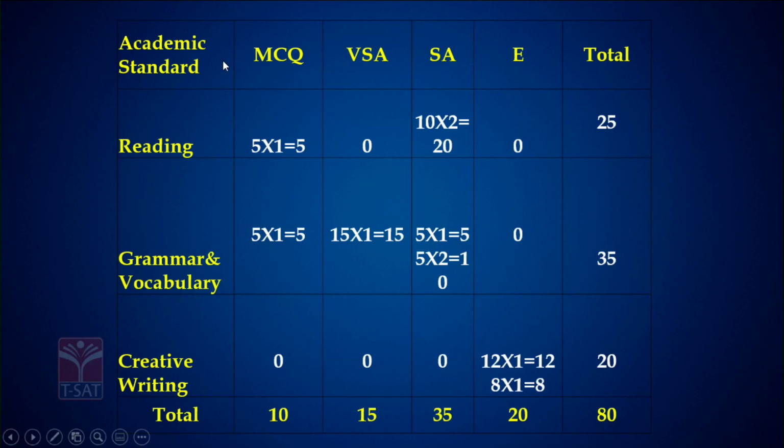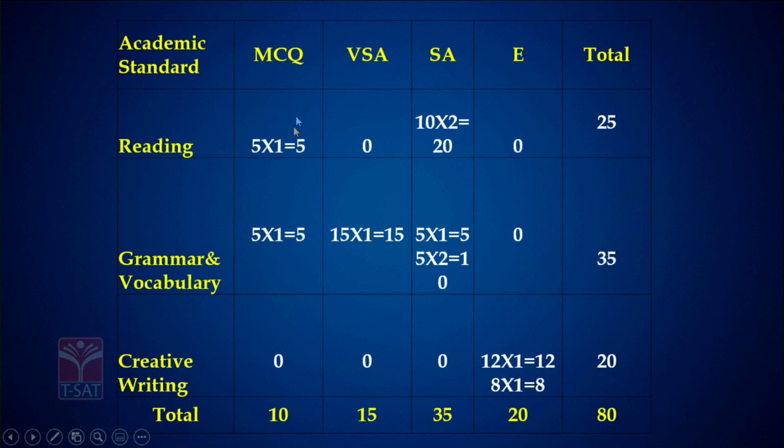And if you see the SSC examination paper right now, you can see these are the academic standards: reading, grammar and vocabulary, and creative writing. And if you see the type of test item, MCQ stands for multiple choice, and VSA very short answer, and even SA stands for short answer, and E stands for essay. So, generally short answer and essay are quite open ended, and multiple choice and VSA are quite objective. So, how are marks distributed?